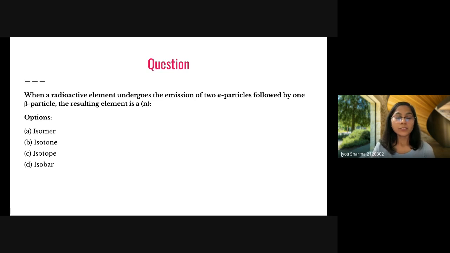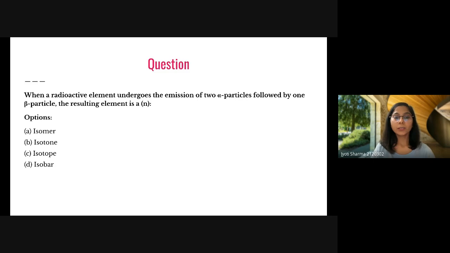Okay, the next question is: when a radioactive element undergoes the emission of two alpha particles followed by one beta particle, the resulting element is a, and I have four options: isomer, isotone, isotope, and isobar. So you have to tell me the right answer for this.